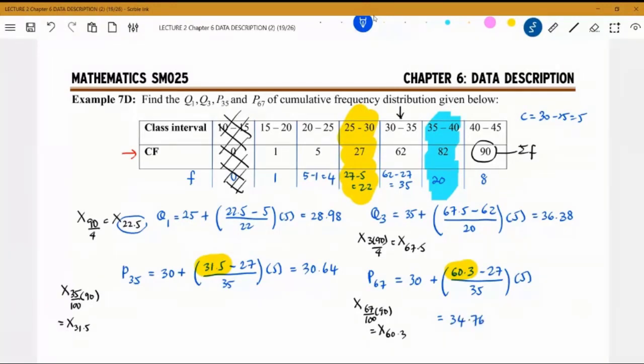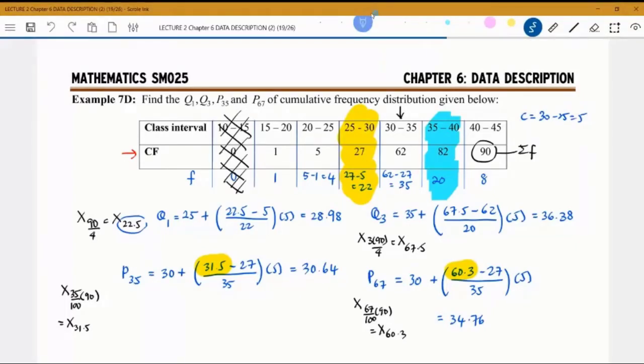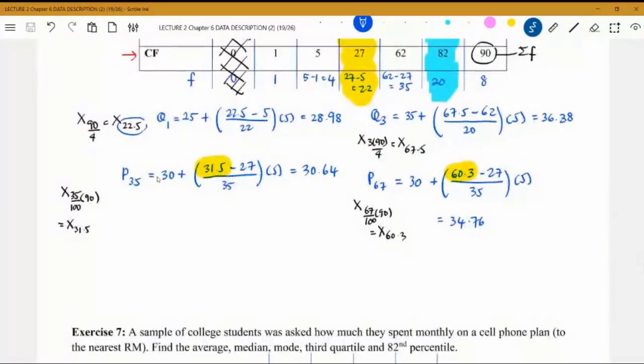Okay, so that's how we find the percentile and quartile for grouped data. Now the next one is exercise 7. That will be your exercise on your own, so we're going to have DIY for this one.